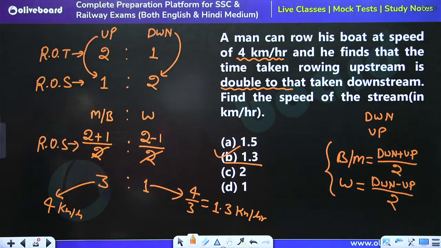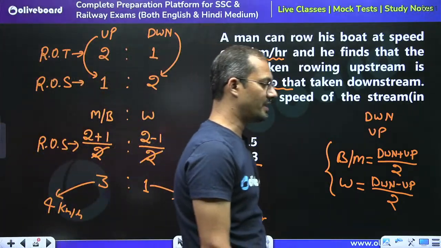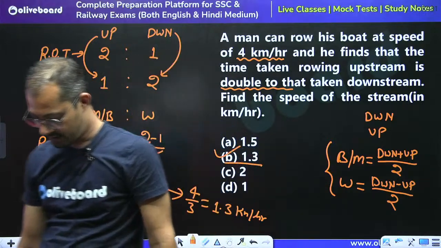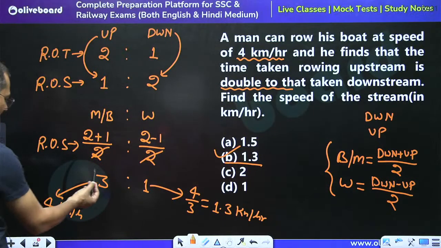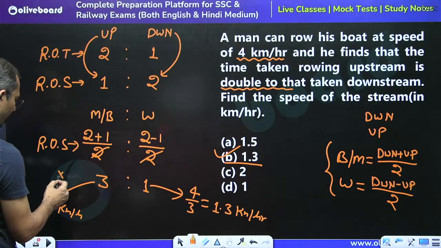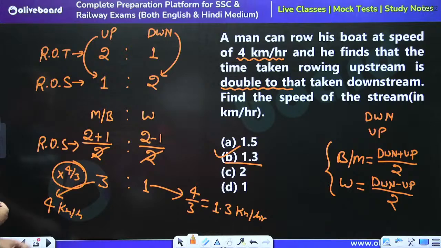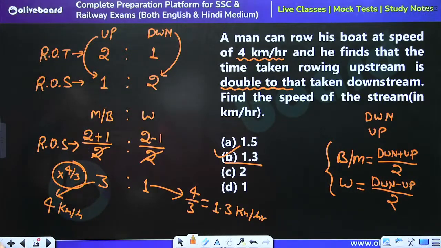1.3, 4 by 3. See, 4 by 3 is the right answer. Not 3 by 2, make it correct. See, 3 units is equal to 4. So what is the value for 1 unit? 4 by 3, right? So taking actual value in the numerator and unit in denominator, we can say 4 by 3 is the right answer.